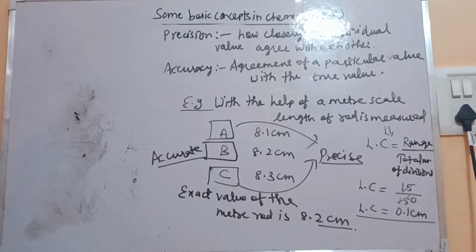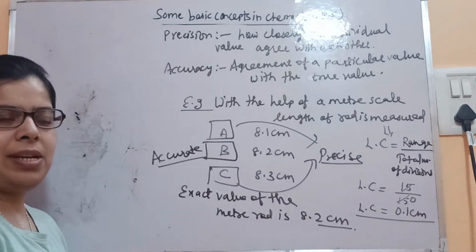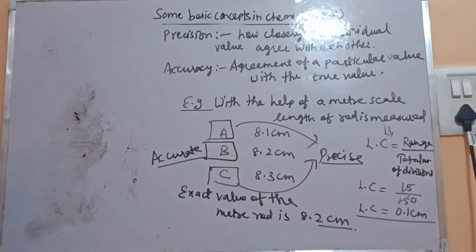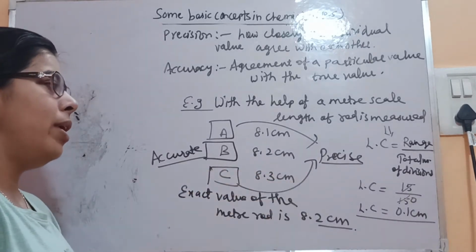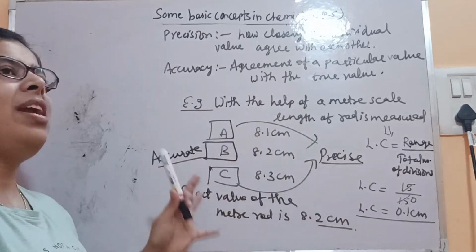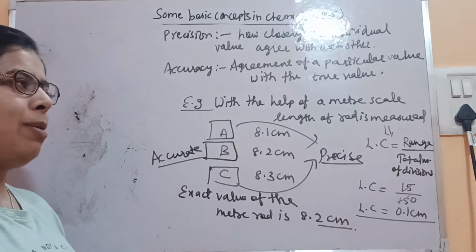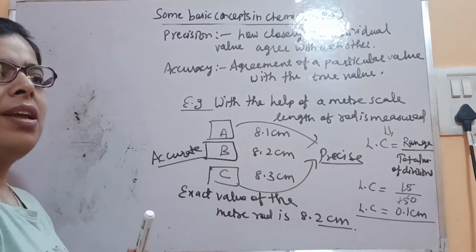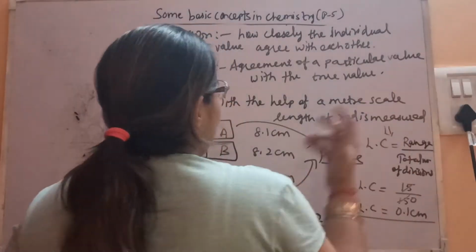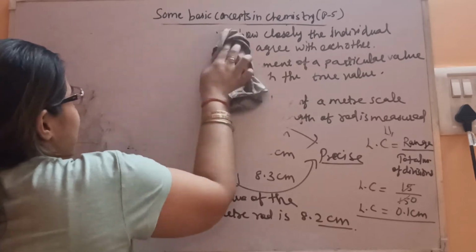Okay. Now let's consider the length of the meter rod is not 8.2 centimeter. Let's say it is 8.24. But the least count of the scale is 0.1 centimeter only. So now the scale or the instrument will introduce error, because the value is not 8.2, it's 8.24. It means we need to move towards another instrument. So let's calculate with the help of another instrument, that is vernier calipers.